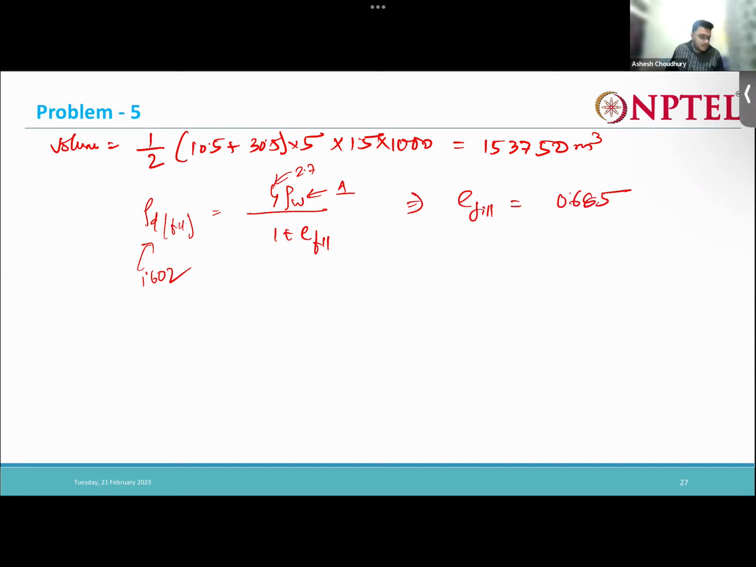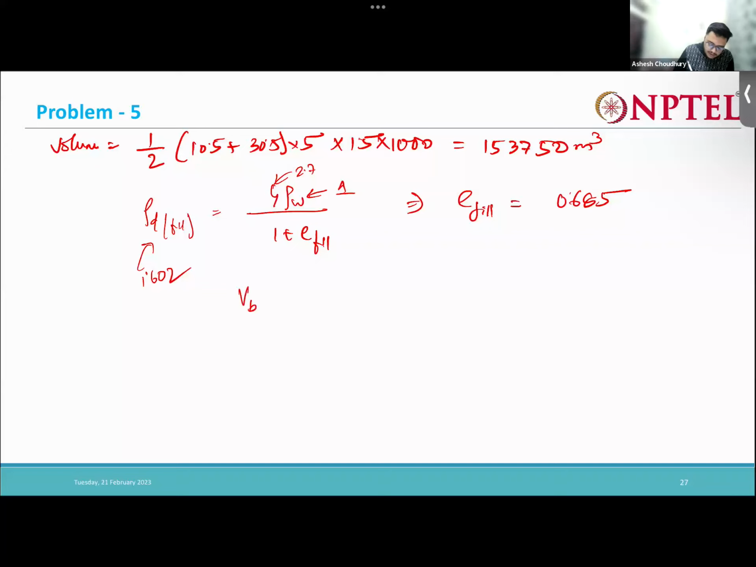Now if you remember from the first lecture, first week, the borrow pit problems. In the borrow pit problems, I had told you that the volume of solids always remains constant, both in the borrow pit and in the place where we have brought the soil. That amount of solids you are bringing from here to here, so the volume of solids will always be constant.